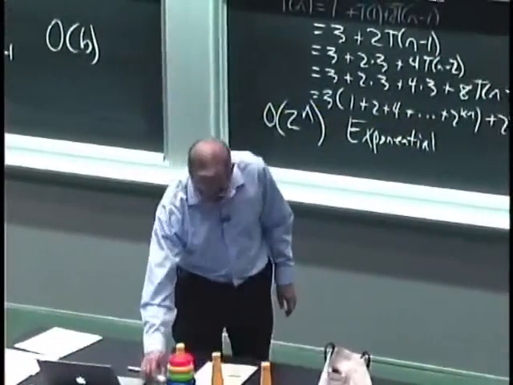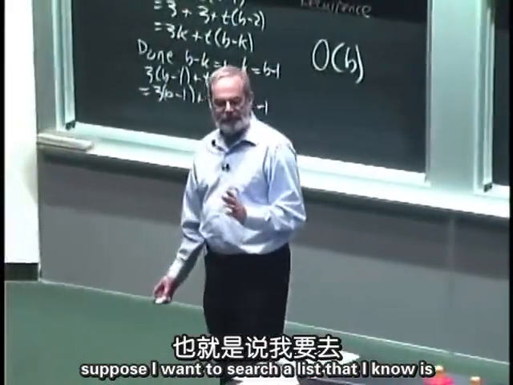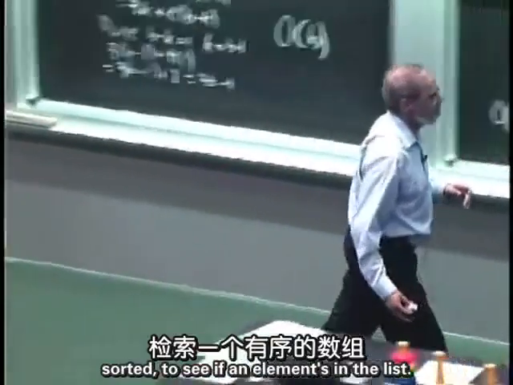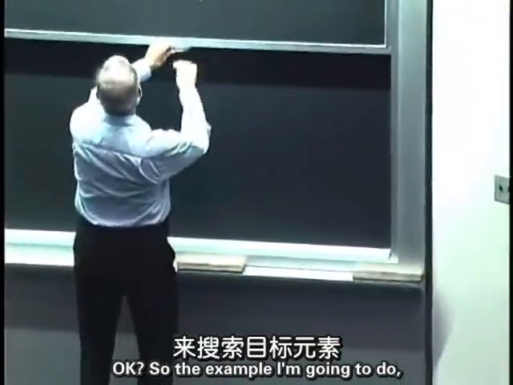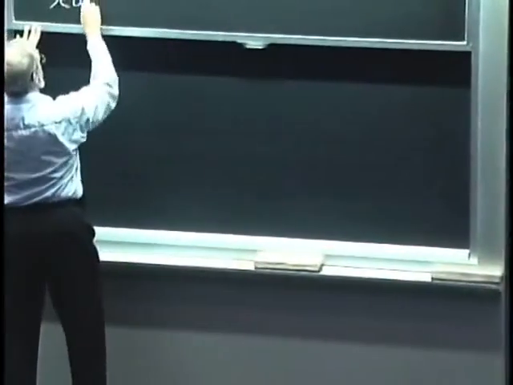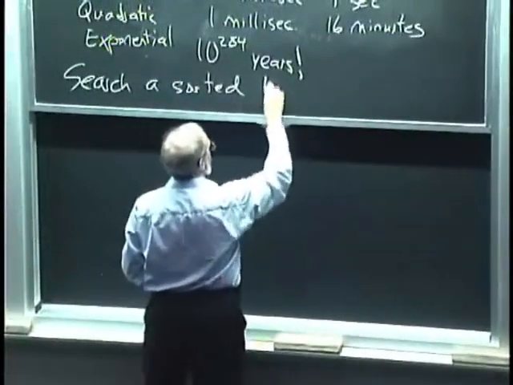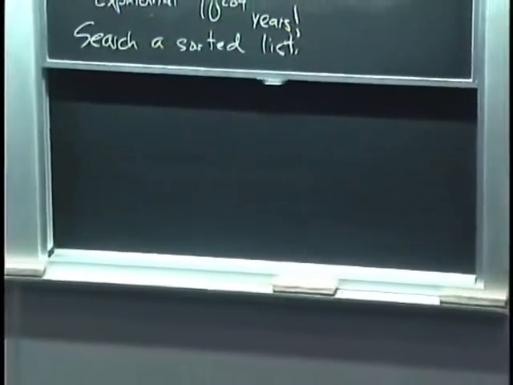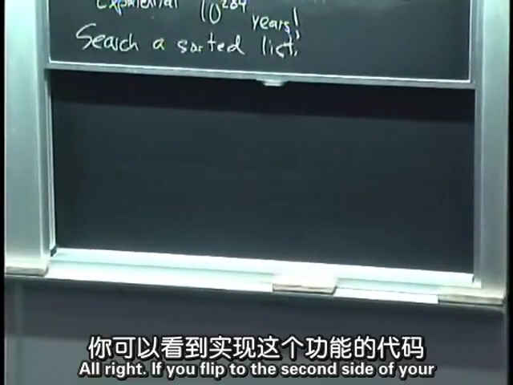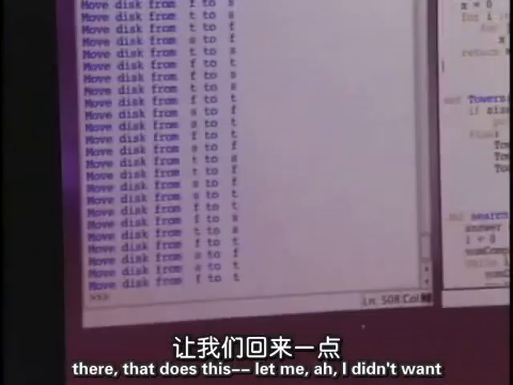And the example I want to look at is, suppose I want to search a list that I know is sorted to see if an element's in the list. Okay? So the example I'm going to do, I want to search a sorted list. All right. If you flip to the second side of your handout, you'll see that I have a piece of code there that does this.